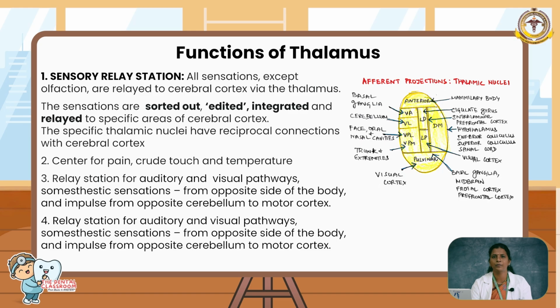What is the purpose of crossing the thalamus? The sensations are sorted, edited, integrated and relayed to specific areas of the cerebral cortex. The specific thalamic nuclei have reciprocal connections with the cerebral cortex. Apart from that, it is important for appreciating pain and crude touch. It is the relay center for audition, especially the medial geniculate body, and for vision, the lateral geniculate body. Let us see one by one.